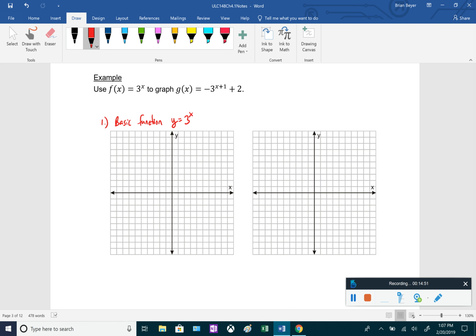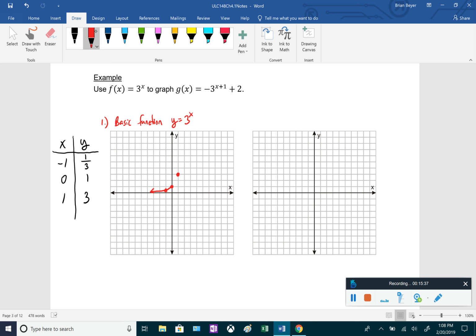Graphing that, you can plug in some points if you want. Let's make a little table here. I'm going to make this easy and only use 3 values. I'm going to plug in -1, 0, and 1. We should know what it looks like by now. y equals 3 to the x is exponentially increasing. If we plug in a -1, 3 to the -1 is 1/3. If we plug in a 0, 3 to the 0 is 1. If we plug in a 1, 3 to the first power is 3. So if we plot these points, that's going to be here, here, and here.